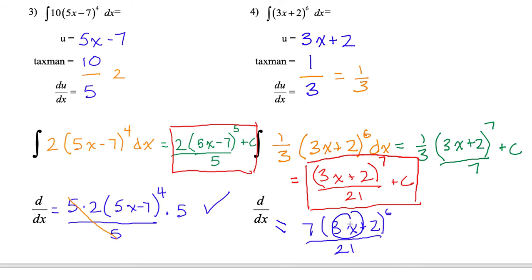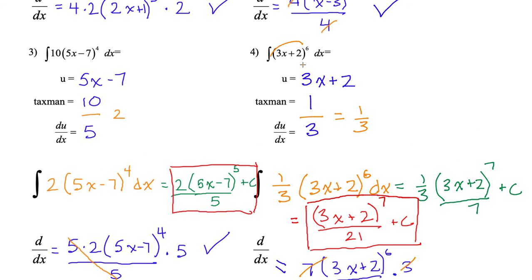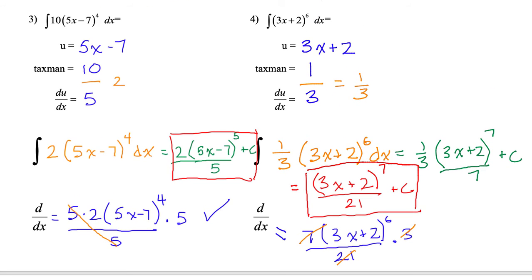The derivative of 3x plus 2 is 3. So multiply by 3. And 3 times 7 is 21. The 21 and 21 will cancel out. I guess I should be using a different color. And I'm left with no coefficient out front. And hey, I started with no coefficient out front. I can give myself a giant check mark. I have checked my work.